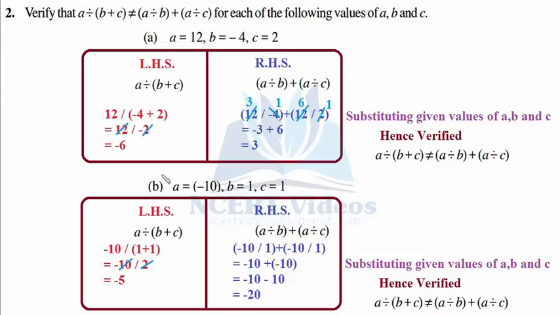Now b part, here a is minus 10, b is 1, c and 1. We will do the same thing, putting the values here. Now solving it, minus 10 as it is, 1 plus 1 is 2, 1 2 is a 2, 5 2 is a 10, minus sign here. And right hand side, substituting the values, solving it, minus 10 plus again minus 10. Now minus 10 plus minus 10, both are the same sign, we add them up and put the sign of negative, minus 20. Again minus 5 is not equal to minus 20, therefore it is again verified. So this was the question number 2.